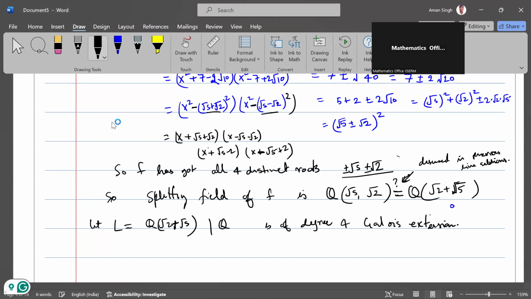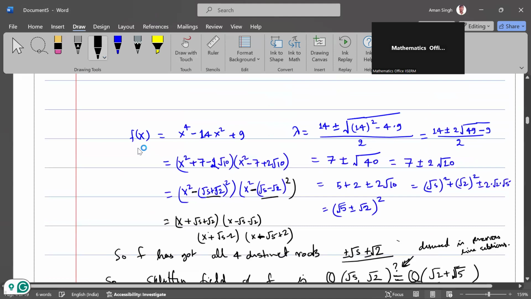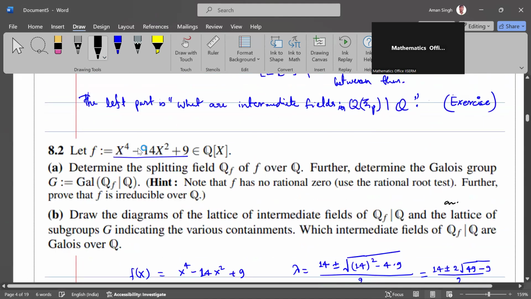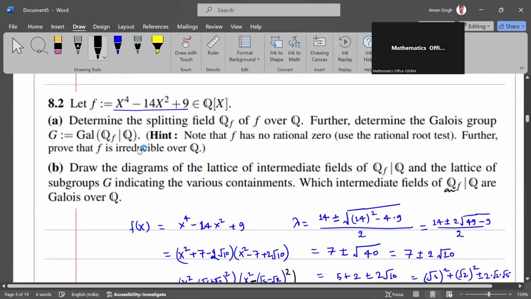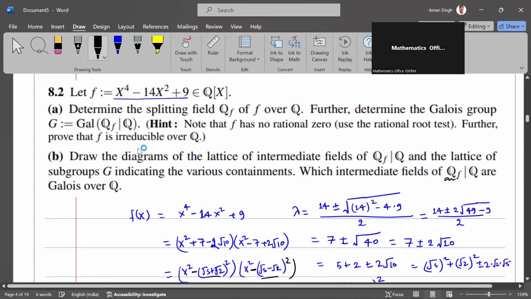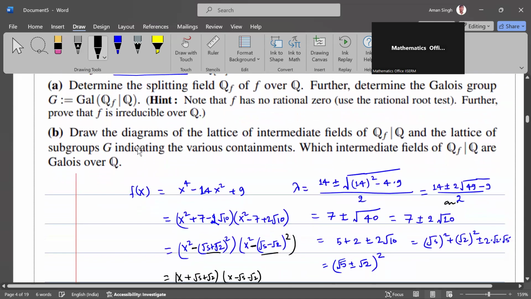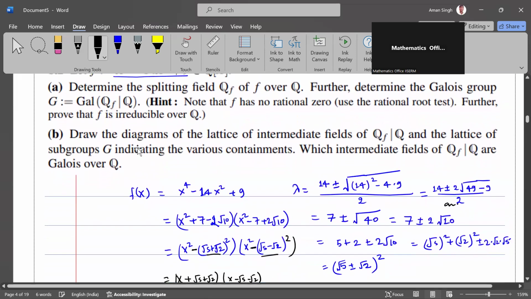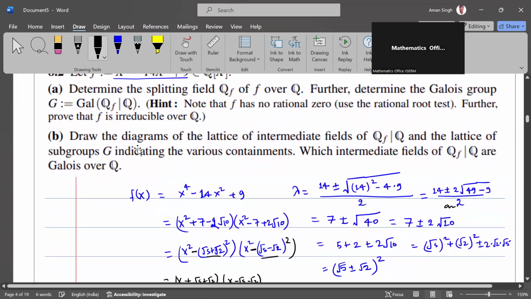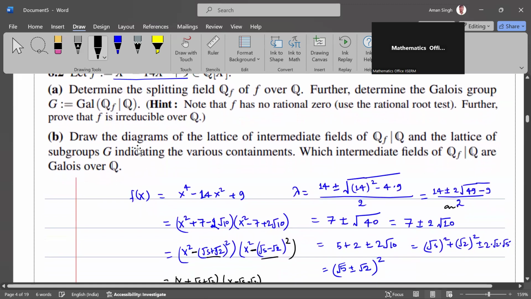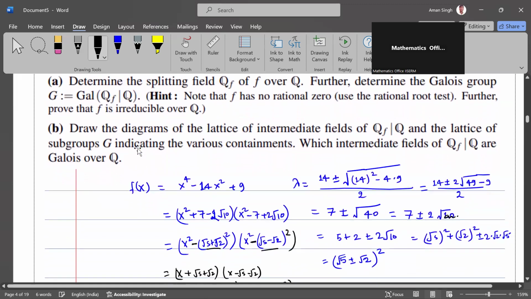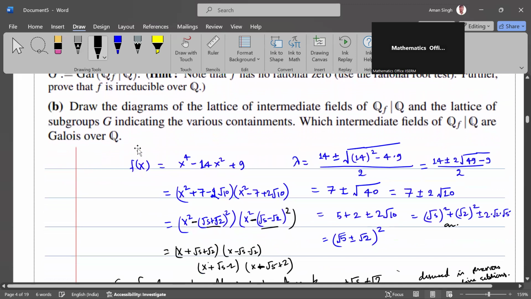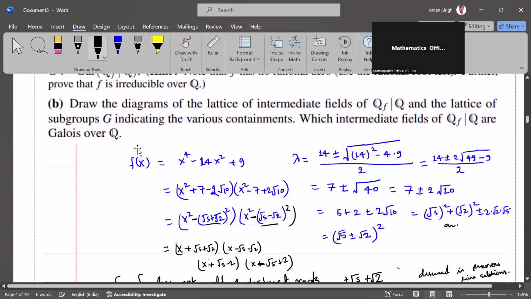Okay, so I don't think we should discuss more about this because this has already been done. Determine the Galois group. Use the rational root test. F has no rational zero. Actually, we have calculated all the zeros. They are not rational. So F is of degree 4 over Q.